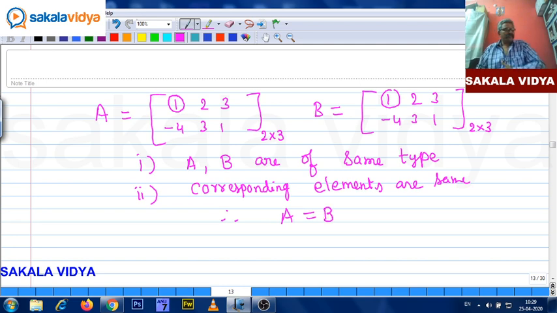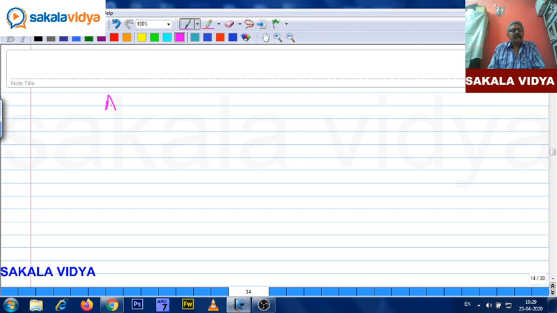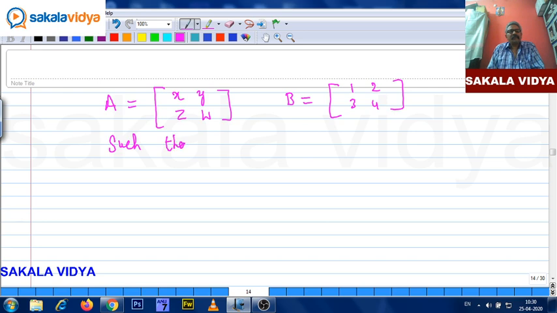Its converse is also true. What does the converse mean? Let me explain. For example, see, A is equal to X, Y, Z, W, and B is equal to 1 2 3 4, such that A is equal to B. Then what is the value of x plus y plus z plus w? For example, this question is asked.